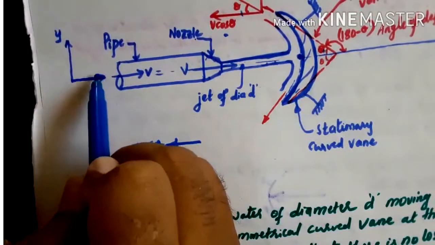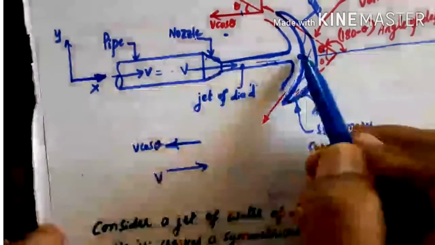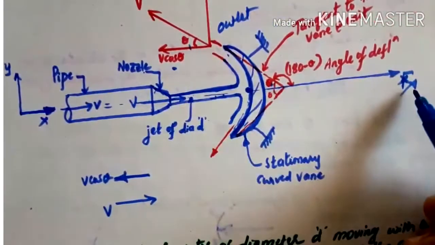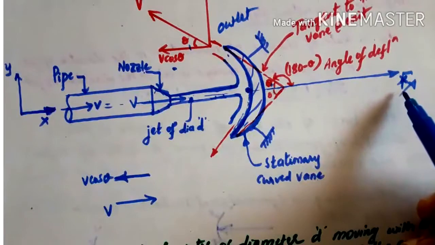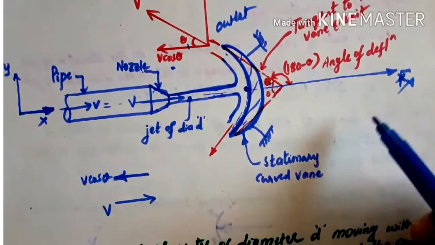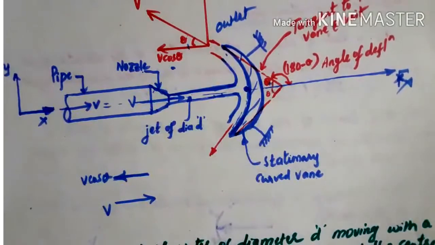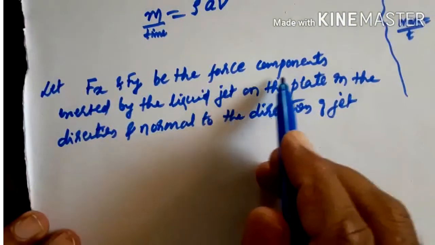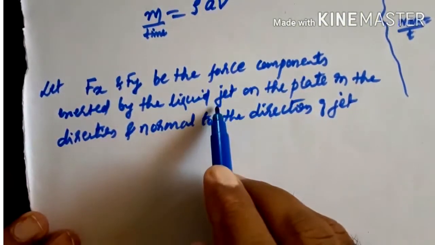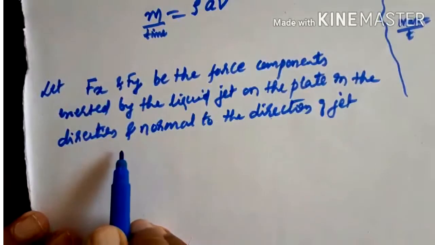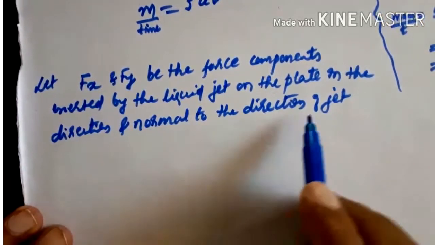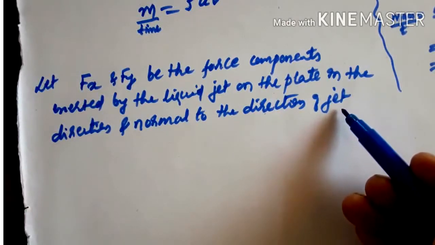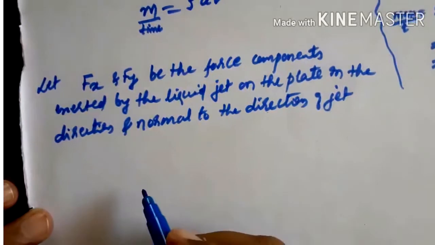So the jet is coming in this direction and hitting the vein. This exerts a force in x direction. Let us take that force as Fx. The other force is Fy, perpendicular to the vein. So these two forces we need to calculate here. Fx and Fy are the two force components exerted by the liquid jet on the plate, in the direction of the jet, and normal to the direction of jet.